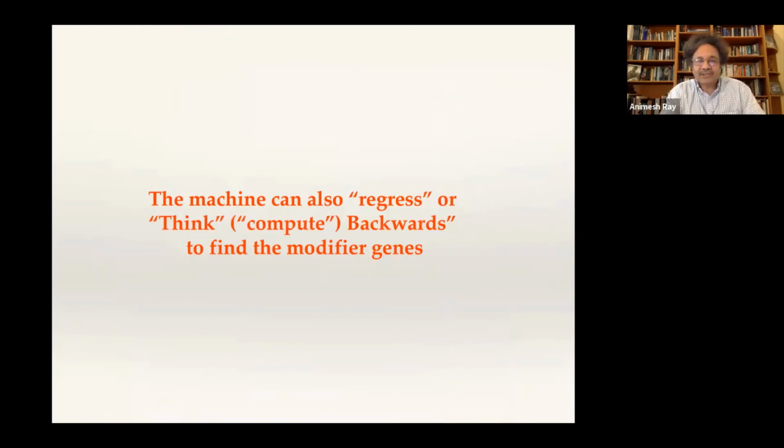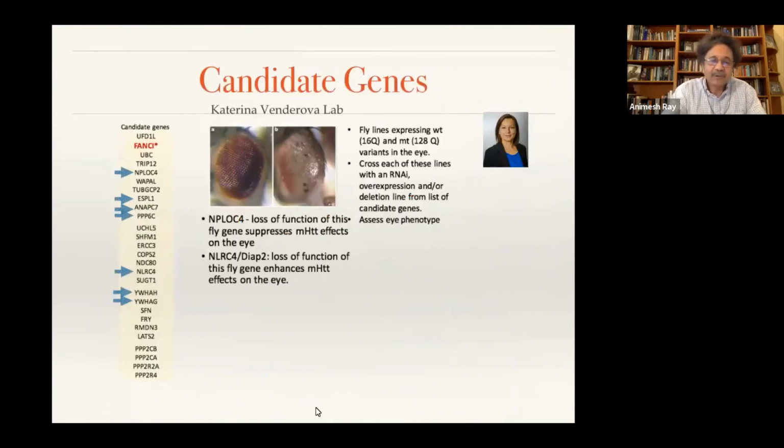You can also regress or think backwards to find the modifier genes using this trained machine. So we did that. And we found a lot of predictions, and these predictions are actually human proteins. And lo and behold, there is one that was the one, only one found out by this massive human genome-wide association mapping. Fanconi's anemia group 1, or FANCY, I call it.